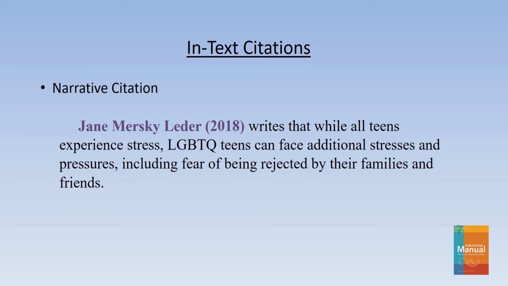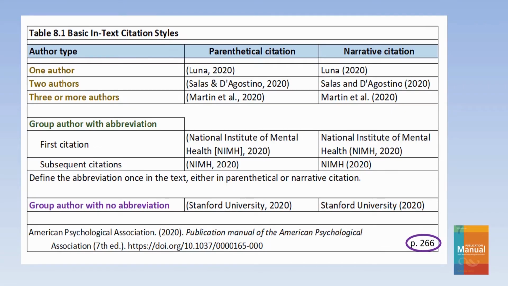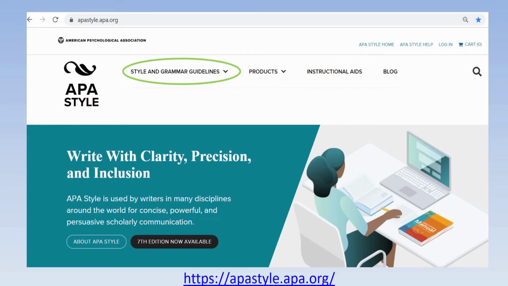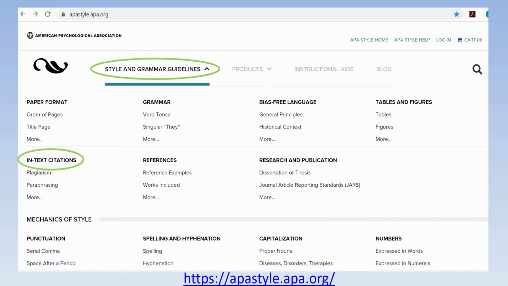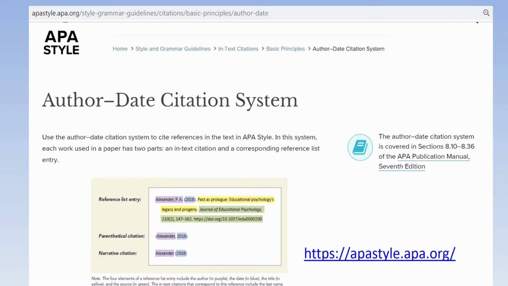Another type of in-text citation is the narrative citation, in which you use the author's name as part of your sentence construction, followed by the year of publication in parentheses. There are variations on in-text citations, and this chart, taken from page 266 of the APA Publication Manual, compares formats when you have different types of authors, showing both parenthetical and narrative citation examples. You can also go to the apastyle.apa.org website, click on Style and Grammar Guidelines, and then In-Text Citations for more information and examples.